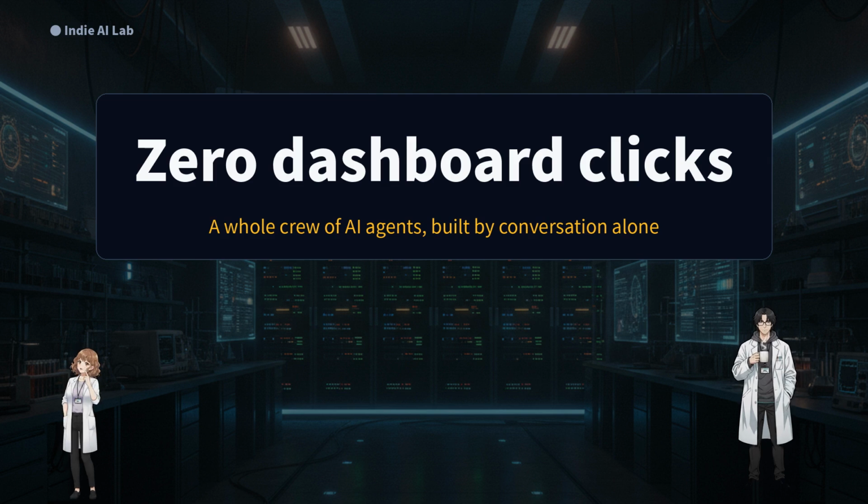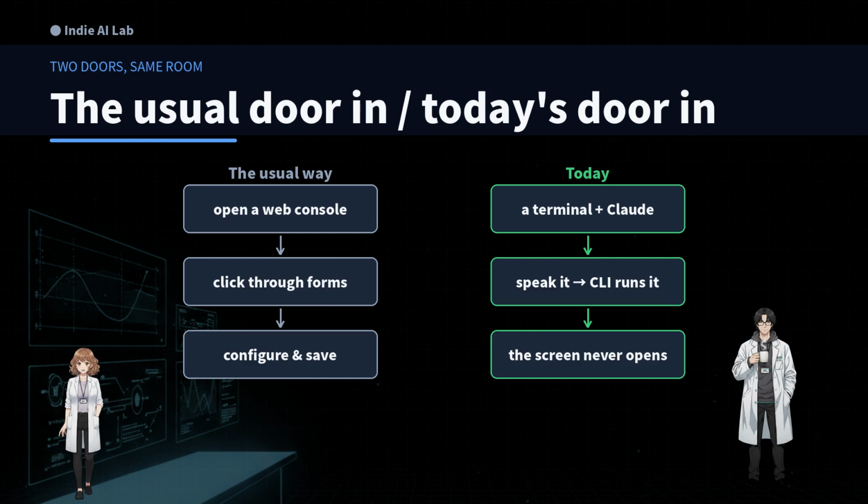Okay, back up. What even is an agent platform? The name's doing a lot of work. Sounds big, but it's simple. It's a box where you make several AI agents, hand each one a job and let them run. A researcher, a writer, a checker, a few of them passing work down the line. And usually that kind of service means opening a browser, clicking through a console, filling in forms, right? That's the twist today.